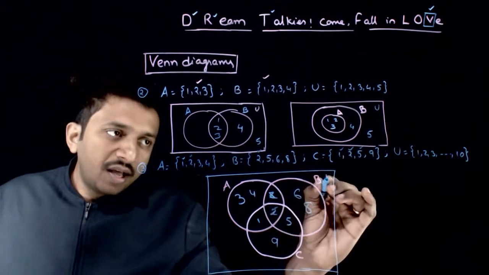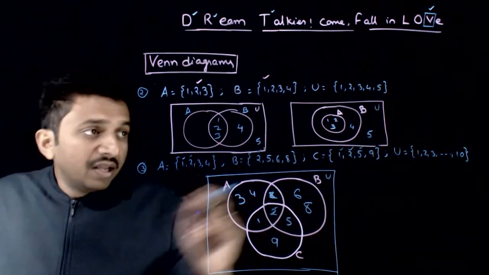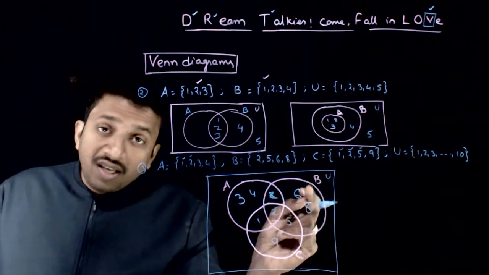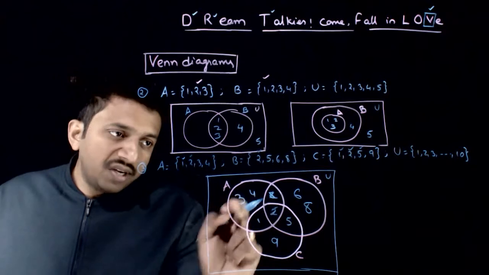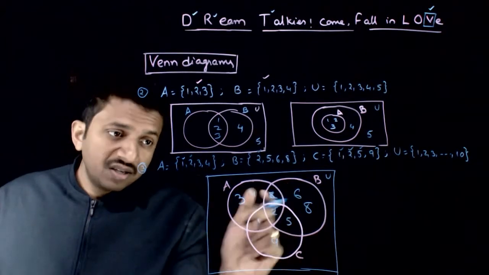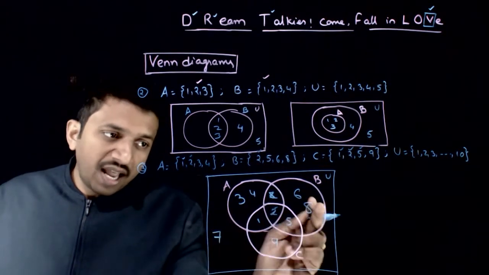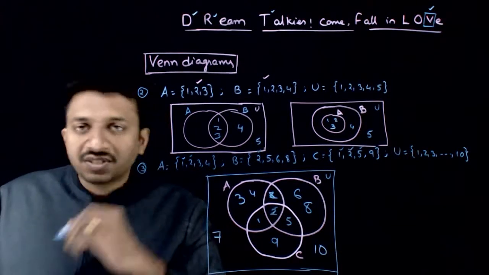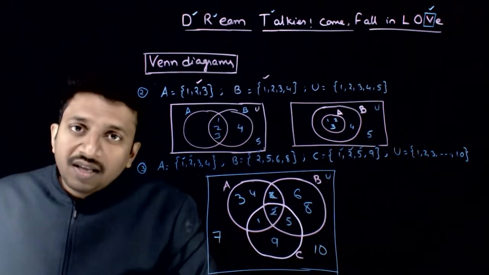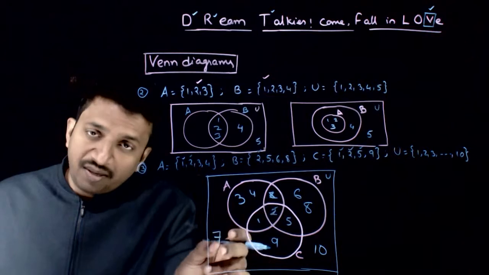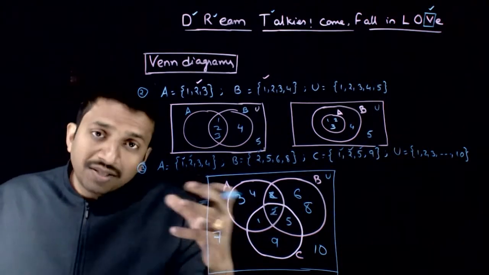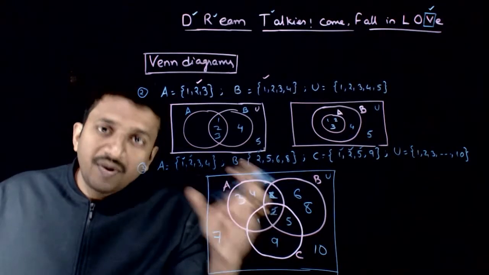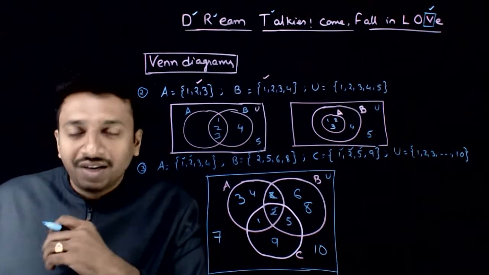Now we know that the outer rectangle is the universal set. So are there any elements in the universal set which are not present in ABC? 1, 2, 3, 4, 5, 6, 7 is missing, 8, 9, 10 is missing. So this 7 and 10 lie outside ABC but inside the universal set. Now once you fill this Venn diagram, you can answer certain questions very easily.